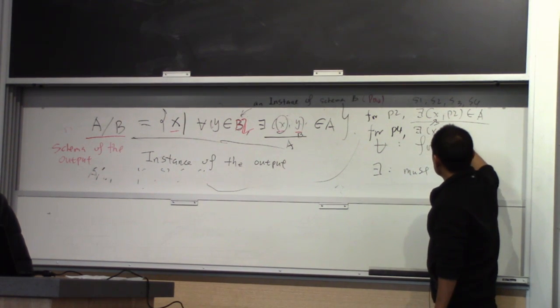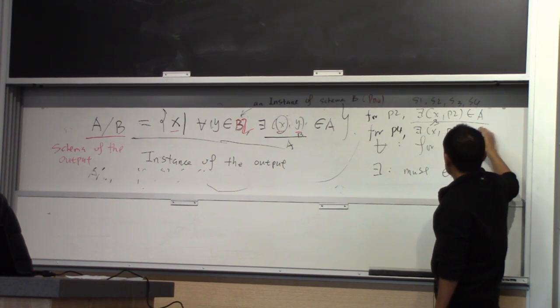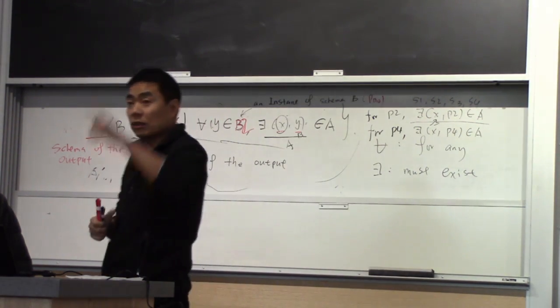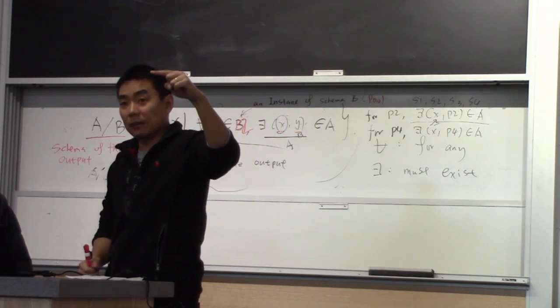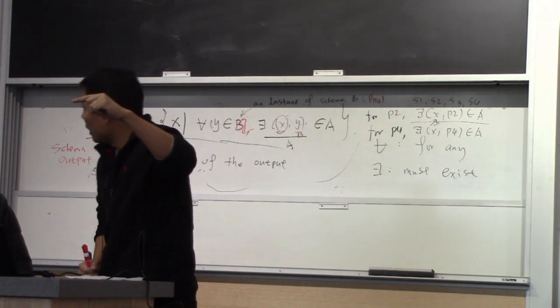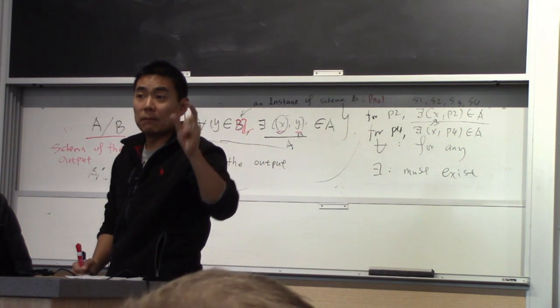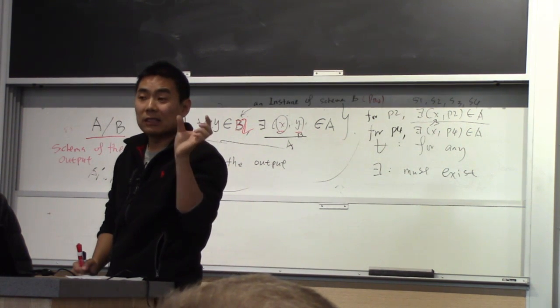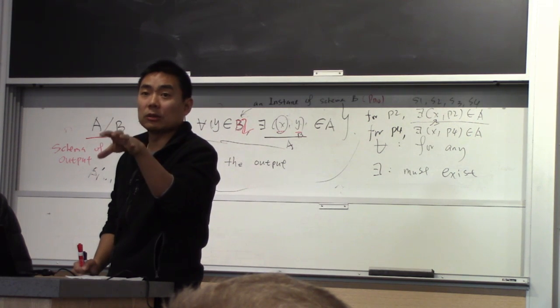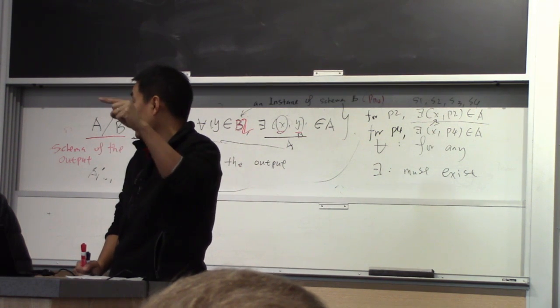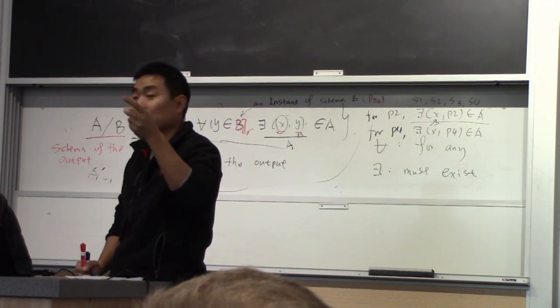The same X must exist in A. Now X can be S1, that is still okay. The S1 P4 is from A. What about S2? No, it's no longer okay, because S2 and P4, this pair does not appear in the original instance of A. So S1, not S2. What about S3?